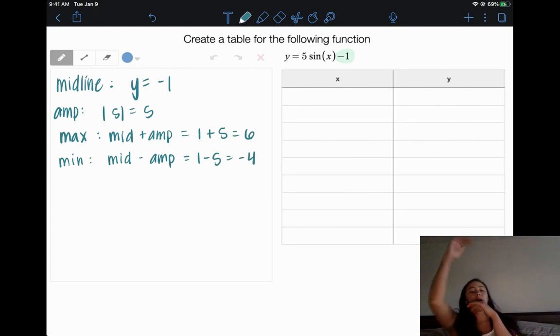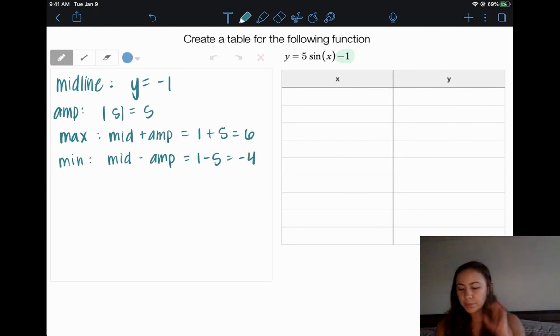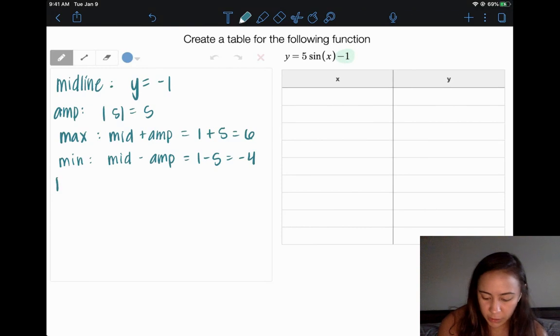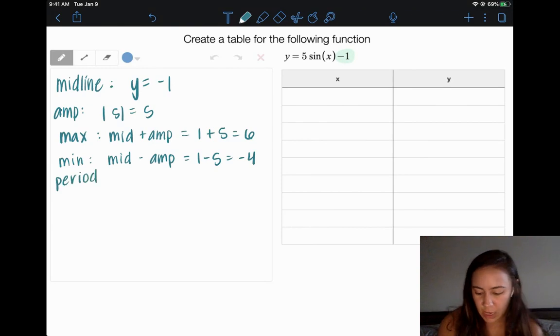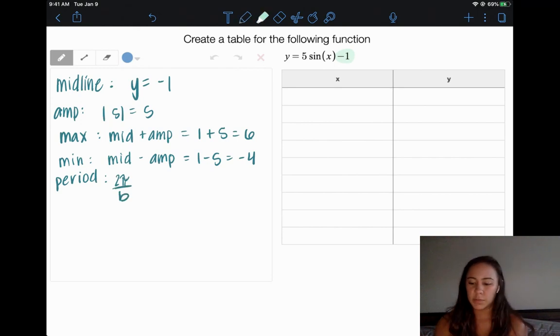So your graph is going to go up to 6 and down to -4. We can determine the period by taking 2 pi and dividing it by b. So if you look over here, you can see the value of b.